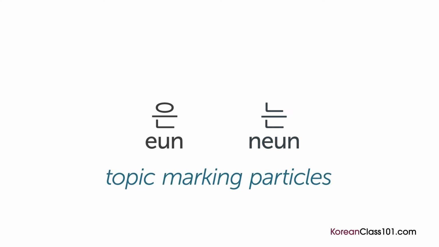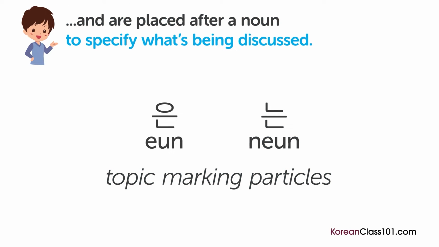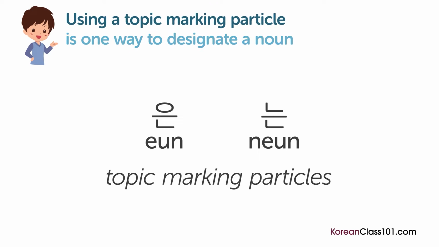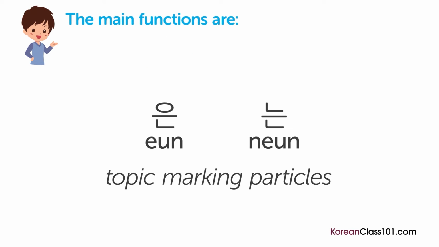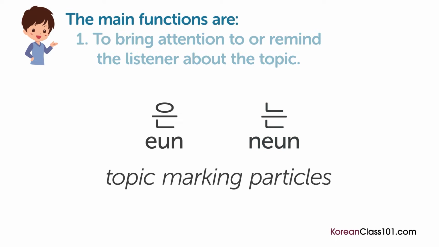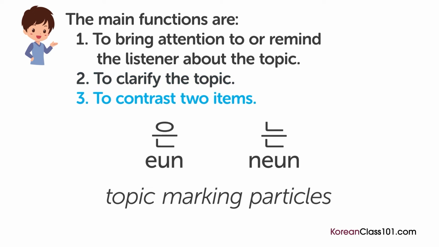은 and 는 are called topic marking particles and are placed after a noun to specify what's being discussed. Using a topic marking particle is one way to designate a noun as the subject of a sentence. The main functions of 은 and 는 are to bring attention to or remind the listener about the topic, to clarify the topic, or to contrast 2 items.